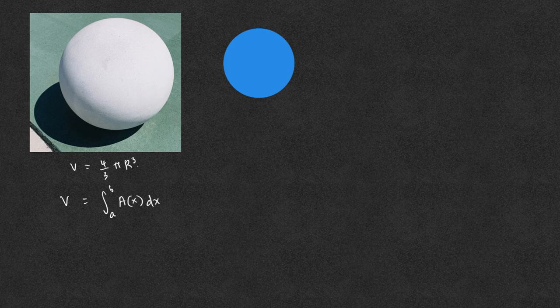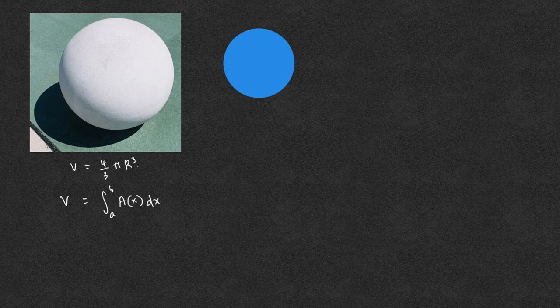Let's confirm the volume formula we just discussed. We know that the volume of a sphere is 4/3 pi R cubed, where R is the radius of the sphere. But we also know earlier that the volume is the integral from a to b of the area dx, where area A of x is a function of x. To do this, we're going to slice the sphere into many slices. Each of the cross-sections is a circle of radius r.